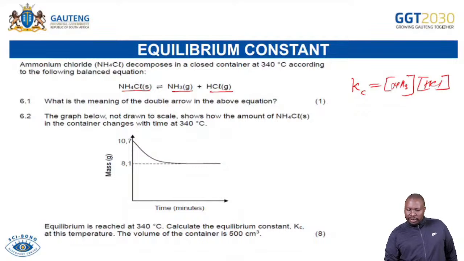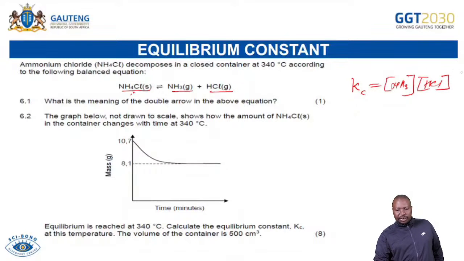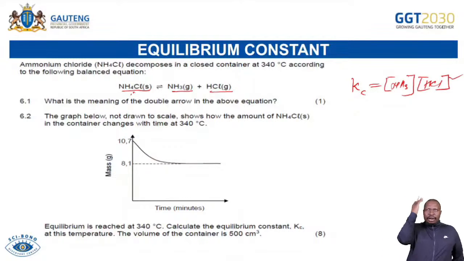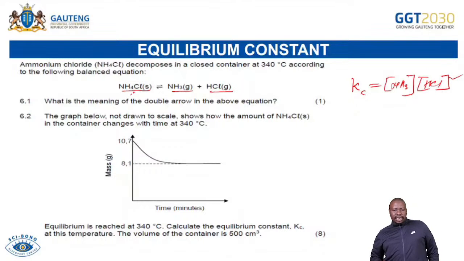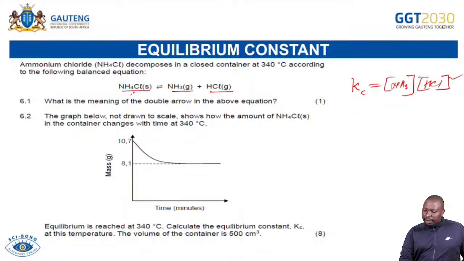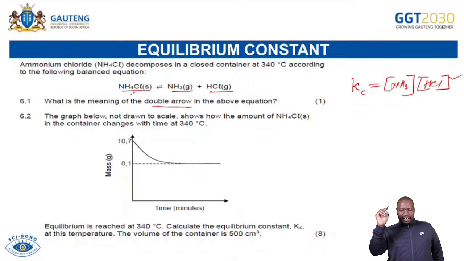Why, sir? Because we said the concentration of a solid and a liquid remains the same, which is 1. So over 1 is the same as that. So our Kc expression will be that, meaning that you already have 1 mark in your head. Now, what is the meaning of the double arrow? Sometimes we'll say define. Sometimes we'll say, what is the meaning of the double arrow? It shows that the reaction is reversible.